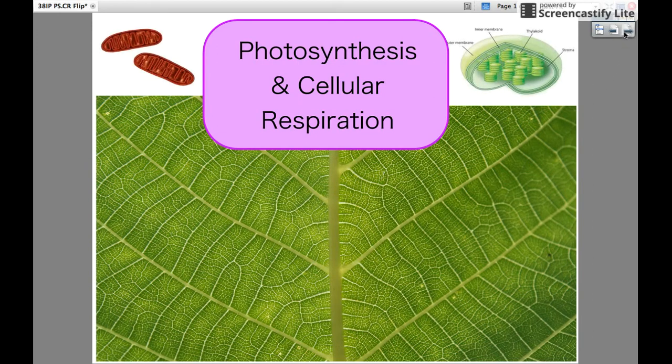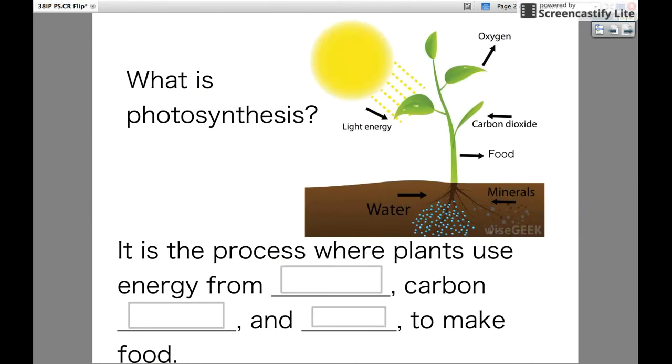Okay, here we go. So the first thing you'll see on your notes is that they're set up like Cornell notes or focus notes. And what we want to do is fill in all the blanks. So you'll see here, it says, what is photosynthesis? And we have this little picture.